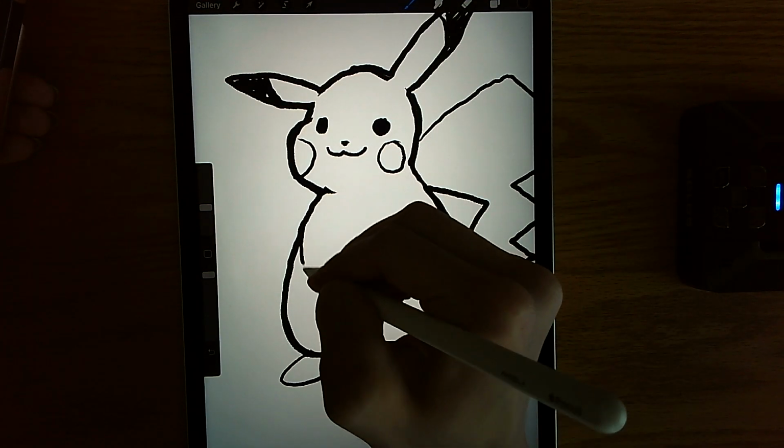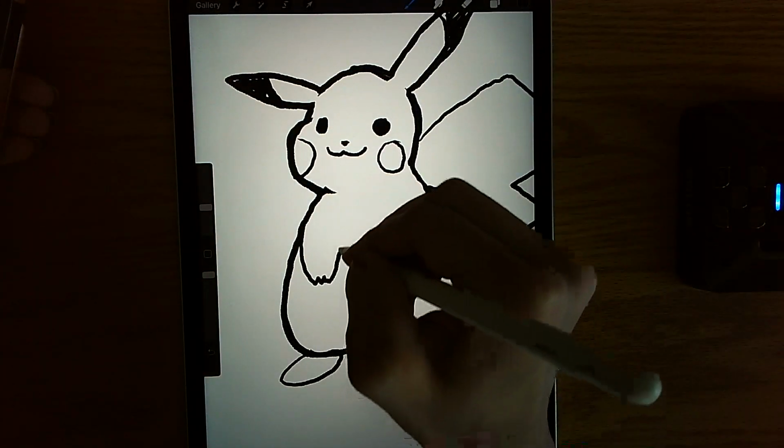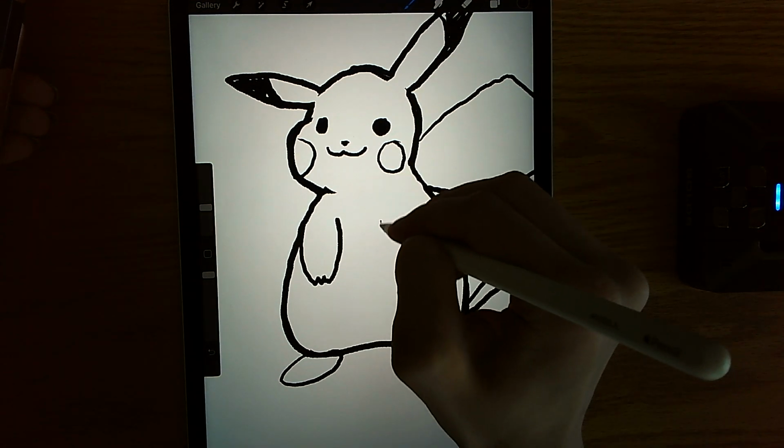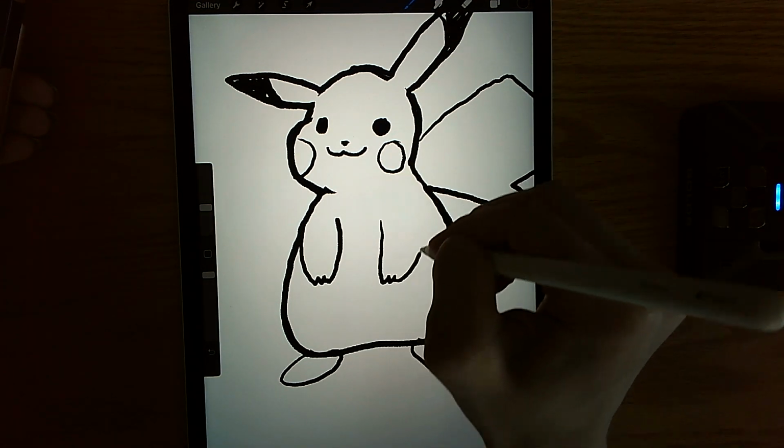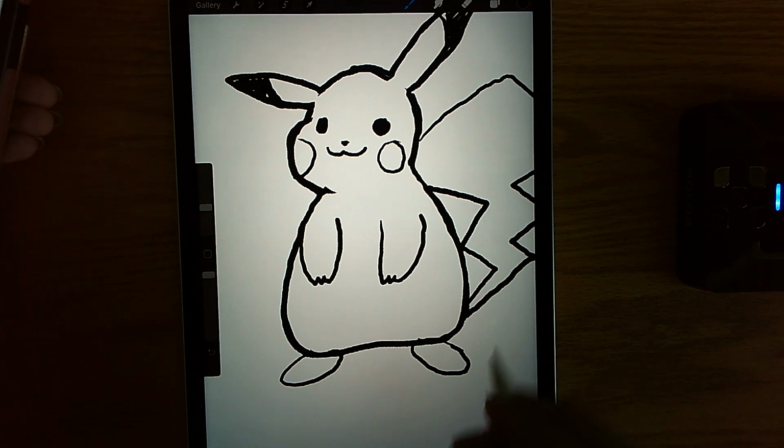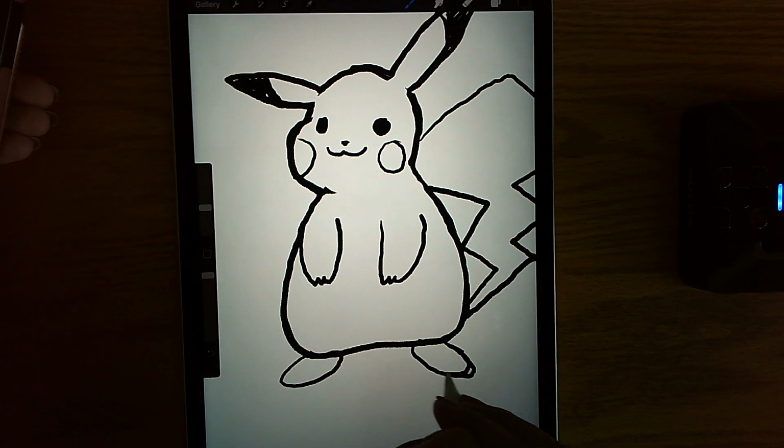Most of you know who Pikachu is. I've seen a lot of Pikachu cards in my classroom. I've had to take a lot of Pikachu cards in my classroom because you were playing with them in your desk. So I think you'll like drawing Pikachu.